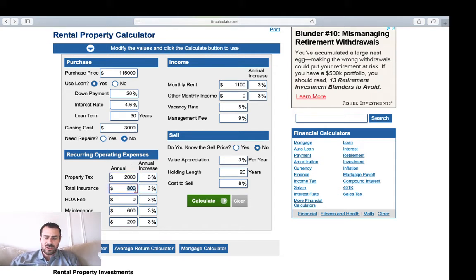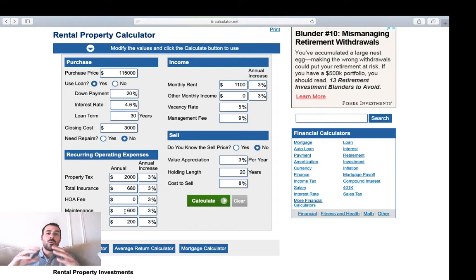And I think my insurance is around $600. I think it's a little higher. I think it's like $680 per year. There's no HOA. Now, maintenance is another one, just like vacancy rate, where it's not a hard cost, but you want to get a guesstimate in there on what you should expect to pay.